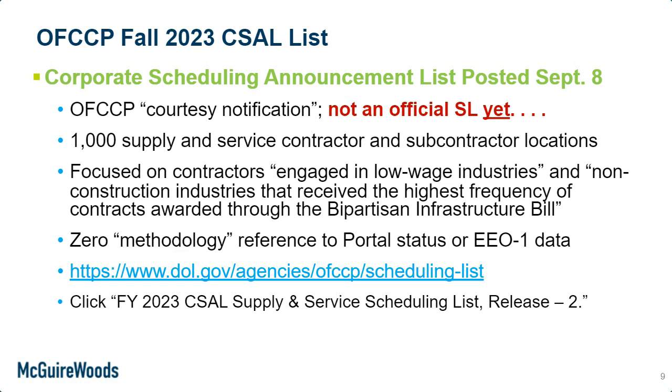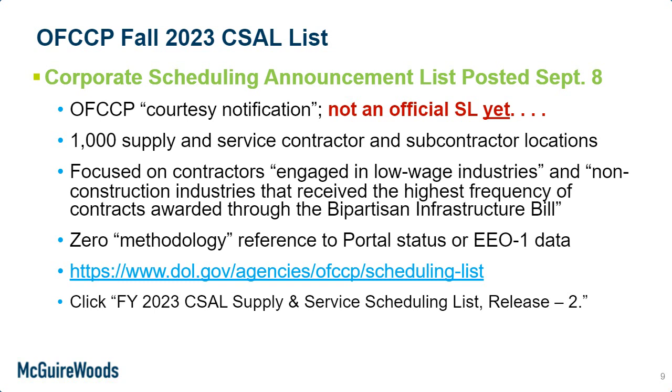But we know there are lots of folks on this webinar with us who are actually on the CSAL list. If you haven't checked it, you should go. It's a public list. You can look at this link here, or you can Google OFCCP 2023 CSAL. On that, you'll see several links. You'll want to click the link that says Fiscal Year 2023 CSAL Release 2. There was actually an earlier release, and so you don't want to click on that one. You want to definitely look at Release 2.